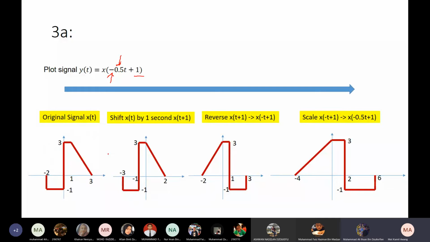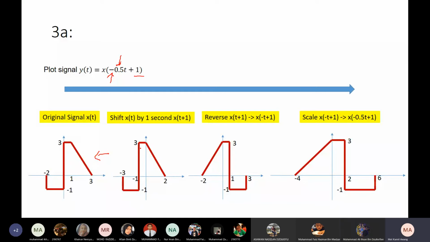The easiest one is actually you shift first. By how many? 1 second. Delay is 1 second, advance. So you shift 1 second in advance, which means you shift to the left. So it becomes like this, and you get this.